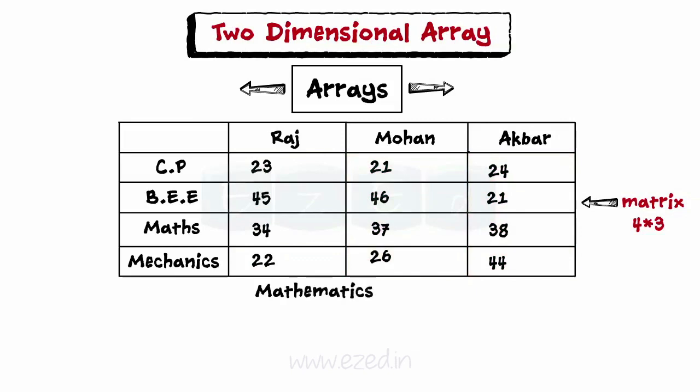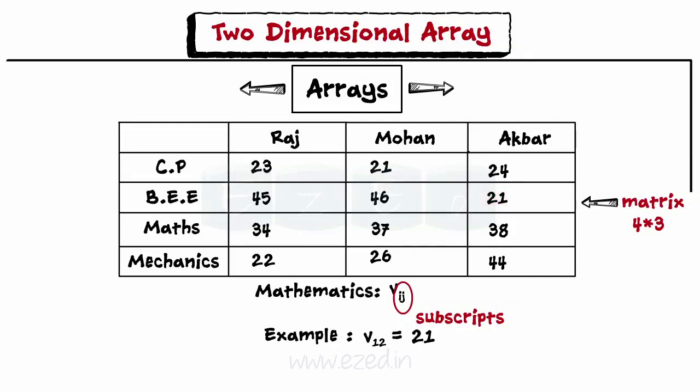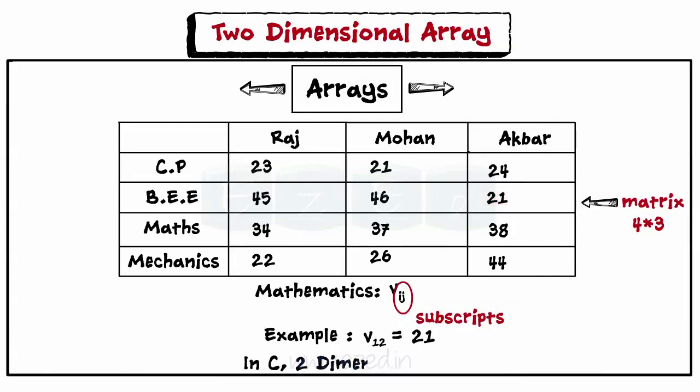In mathematics, each value of the matrix is represented by Vij. So i and j are subscripts to locate a value. So V12 is 21. This type of table is developed in C using a two-dimensional array.